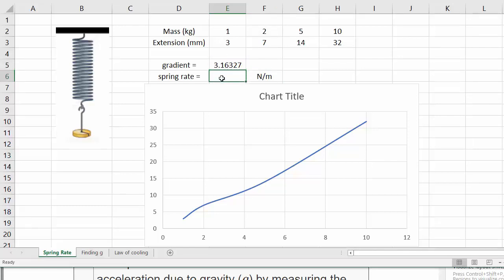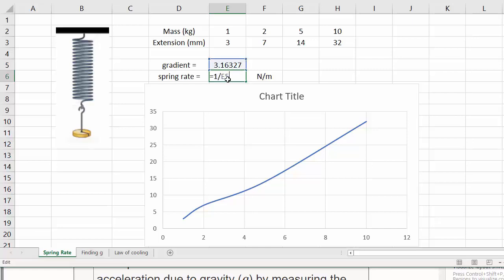So the first thing we need to do is invert the gradient. So that's going to equal 1 divided by the gradient, and that's the number of kilograms per millimetre of extension. And if you look at the 10 and the 32 there, 10 over 32 is roughly the same as 1 over 3, which is what we've got here. So that is kilograms per millimetre.